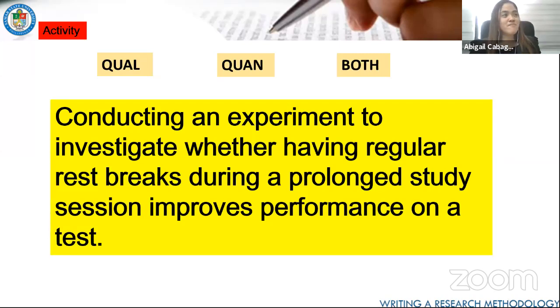Conducting an experiment to investigate whether having regular rest breaks during a prolonged study session improves performance on a test. So is this qualitative data or quantitative data?